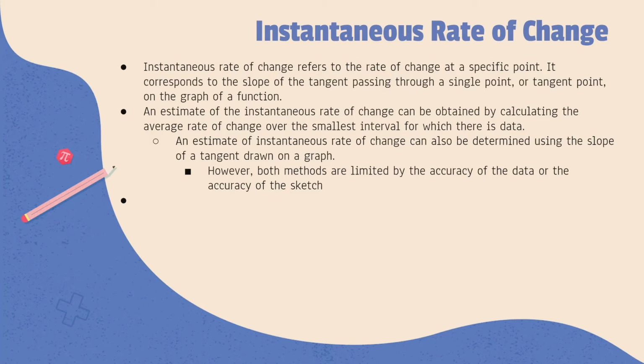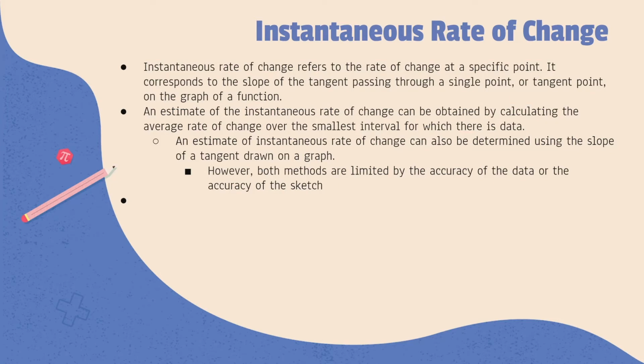To estimate the instantaneous rate of change, you can actually calculate the average rate of change over a small interval for which there is data. So if you're given a graph, of course you can't zoom in like you can on Desmos, so you're going to be limited to the values you can actually read off the graph. If you're given a chart or a data table, again, you're going to be limited to the data that was given to you.